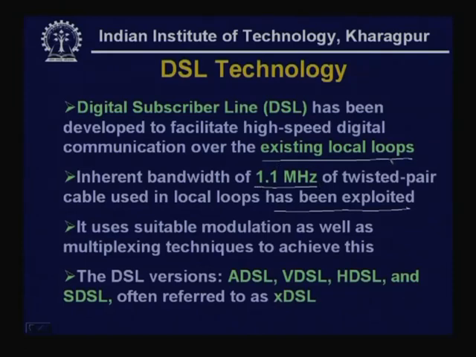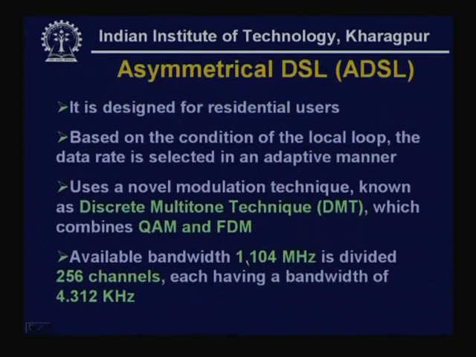using local loops. And DSL again has got several versions: ADSL, VDSL, HDSL and SDSL. So, this family can be represented by XDSL. So, X can be A, V, H or S, any one of them. Let us see these 4 different versions one after the other. ADSL stands for asymmetrical digital subscriber line, and this has been primarily designed for residential users.